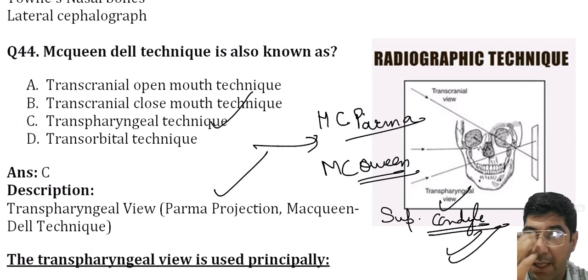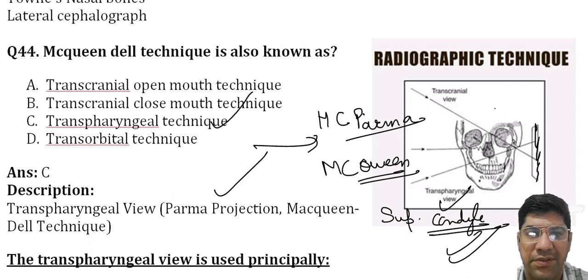So here the cassette is placed against the side of the patient's head, parallel to the sagittal plane. So this technique is used for detailed imaging of the TMJ, especially the superior surface of the condyle.